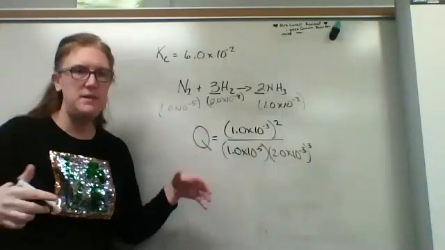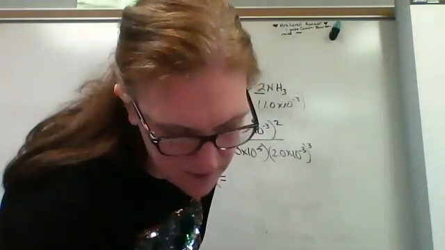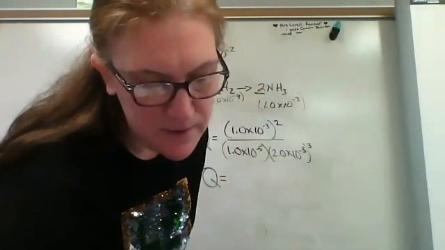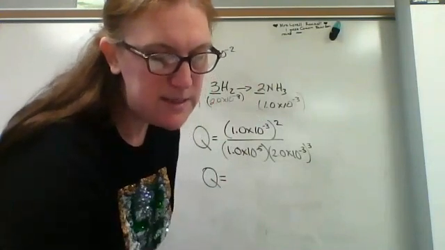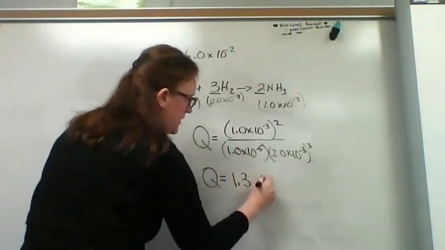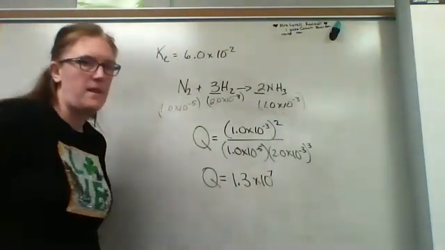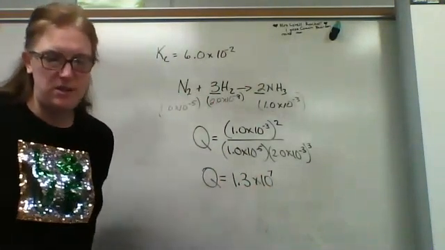Now at this point, you just go in and solve it. You type it in your calculator, and you're going to find your value of Q. Whenever you get that, it should be something along the lines of 1.3 times 10 to the 7th. If you work that out, that should be somewhere in there.